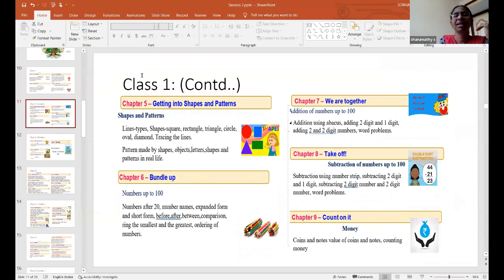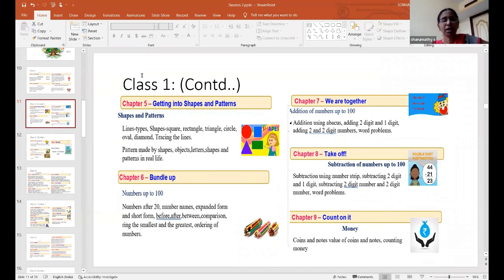Of course, here we have done away with word problems and we have restated them as applications in real life. Then again, subtraction of numbers up to 100. There we have worded it as takeaway. Here we have worded it as takeoff. Of course, the same topics which were dealt with in chapter number 4, we have done in chapter number 8.